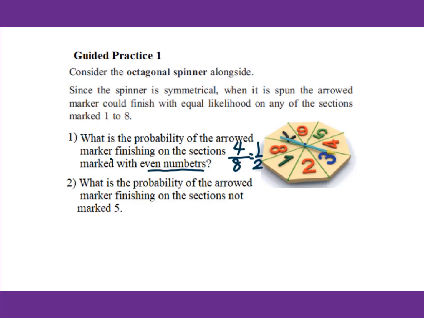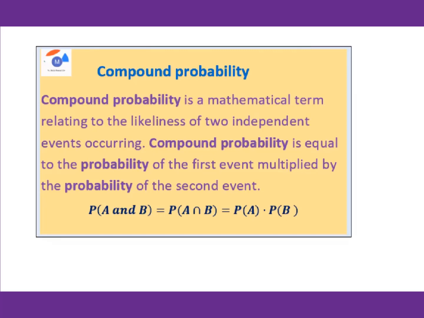What's the probability of the arrowed marker finishing on the sections not marked 5? How many numbers are not 5? It's 7 out of 8 numbers. This will be the probability for number 2.